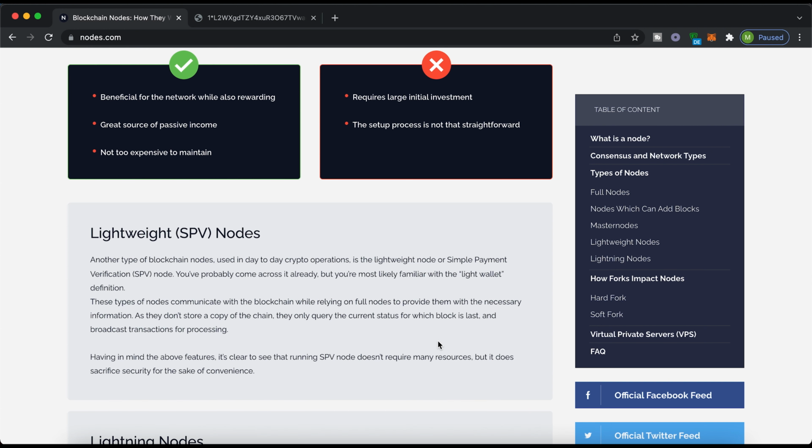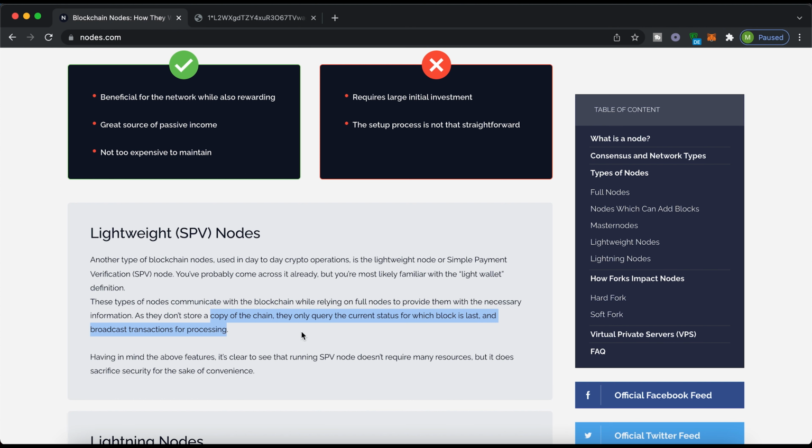So that brings us to lightweight SPV nodes. Like we said earlier, these are the ones that we see in our phones. Another type of blockchain node used in day-to-day crypto operations. So for a better definition of light nodes, they do not store a copy of the chain. They only inquire the current status of which block is last and broadcast transactions for processing.